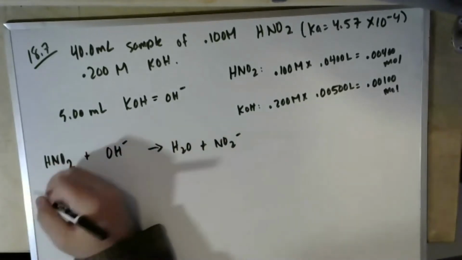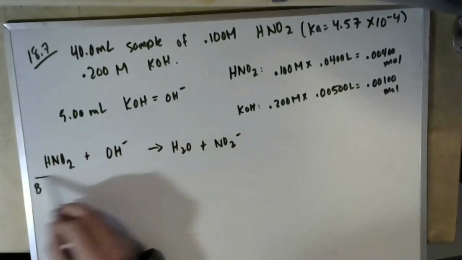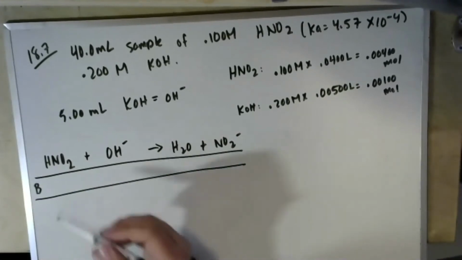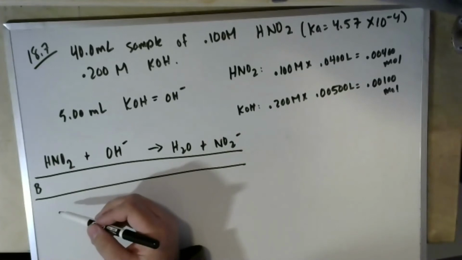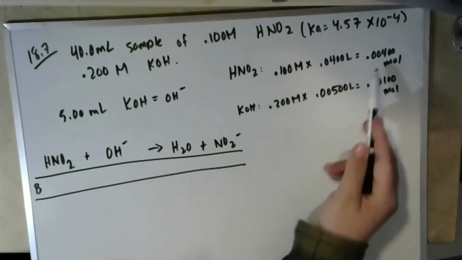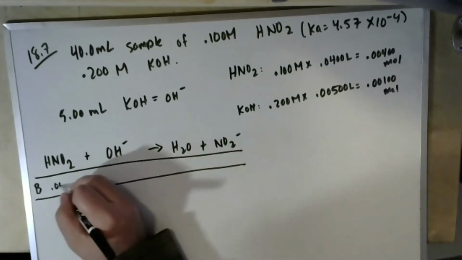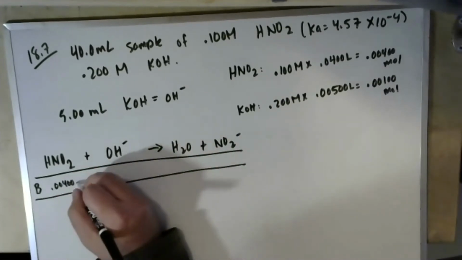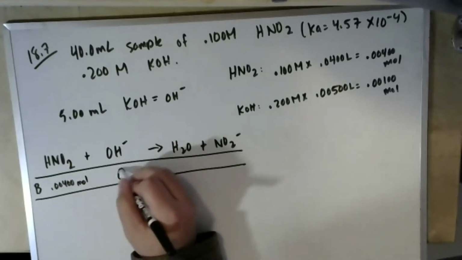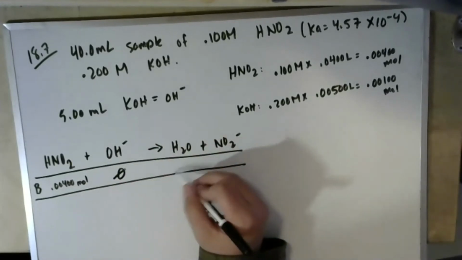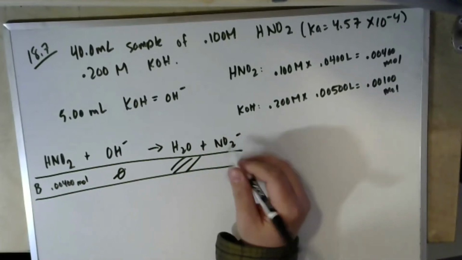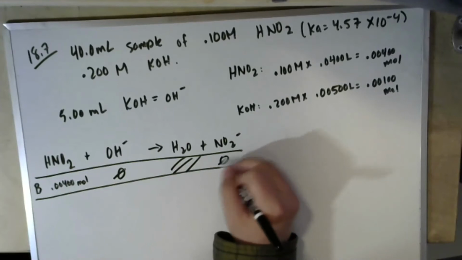Okay. So before any addition, all we have is going to be our HNO2, right? So we're going to have 0.004 moles of our HNO2. And we're not going to have any hydroxide ion. Water doesn't matter. And we're not going to have any nitrite ion.